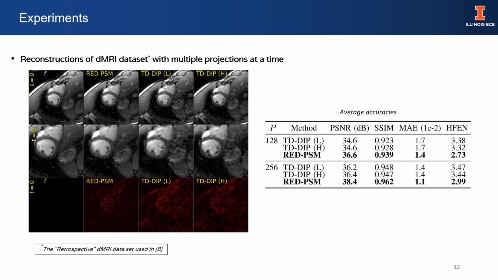RED-PSM also outperforms TDDIP with different latent representation schemes on a cardiac DMRI dataset using multiple projections at a time.